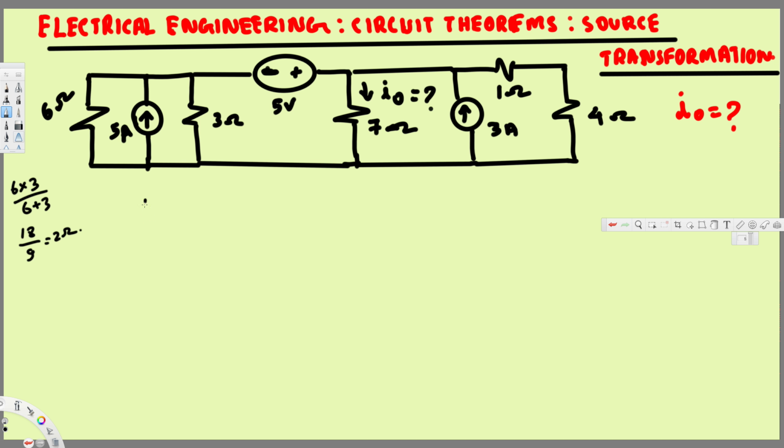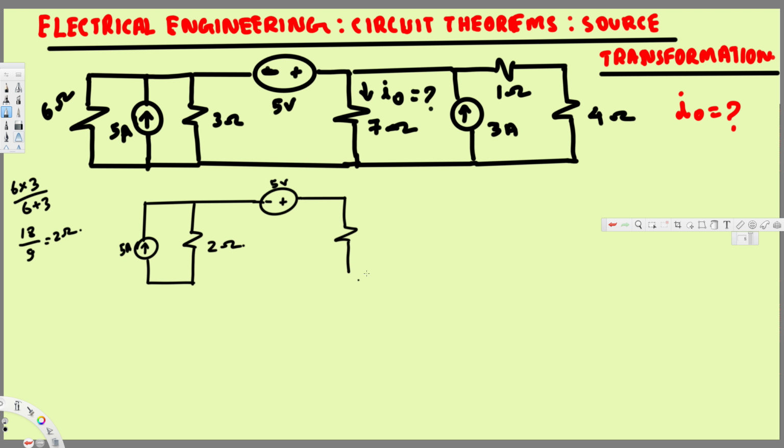Now let's go ahead and put that. First we have this 5 ampere right here, and also the equivalent resistance we found, that is 2 ohm. So we are going to have this 2 ohm right here, and then here we have this voltage source, negative plus 5 voltage, and then here we have our 7 ohm. This is our 7 ohm, and we are trying to find the current across this 7 ohm, and that's it for this one.